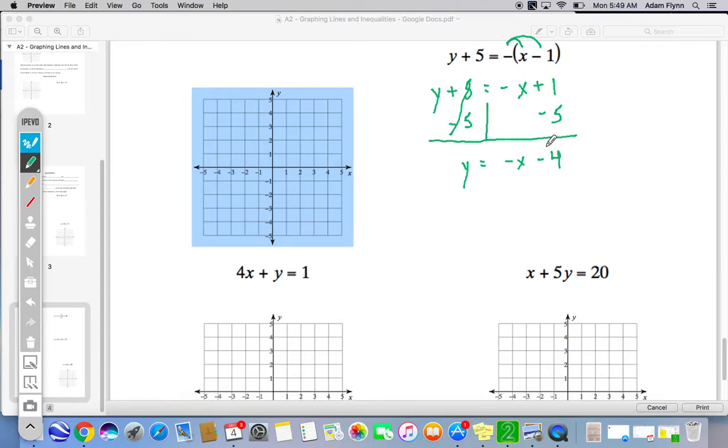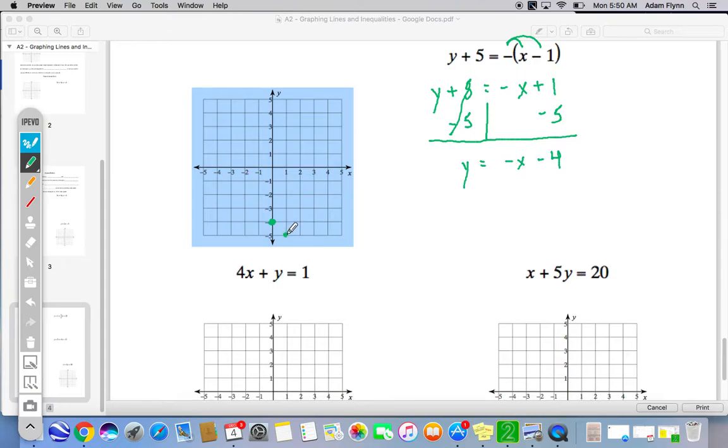So I can plot my first point at my y-intercept, which is at negative 4. And my slope is just a negative sign here. So when I have just a negative sign and it appears that there's no number, that's the same thing as having a 1. So my slope would be negative 1. Because negative 1 is a whole number, I know it is over 1. So my rise will be negative 1, so I can go down 1, and my run will be positive 1.